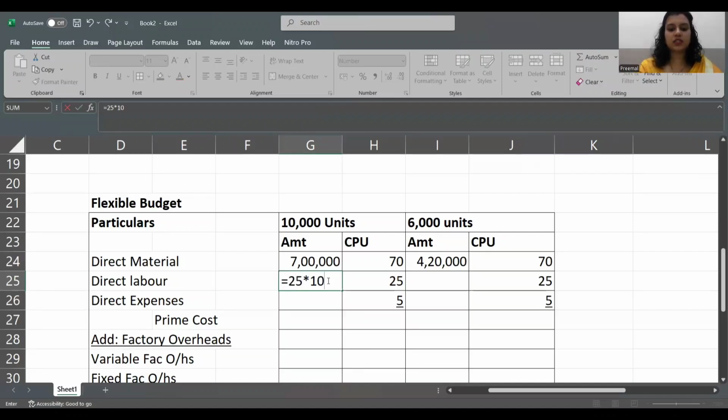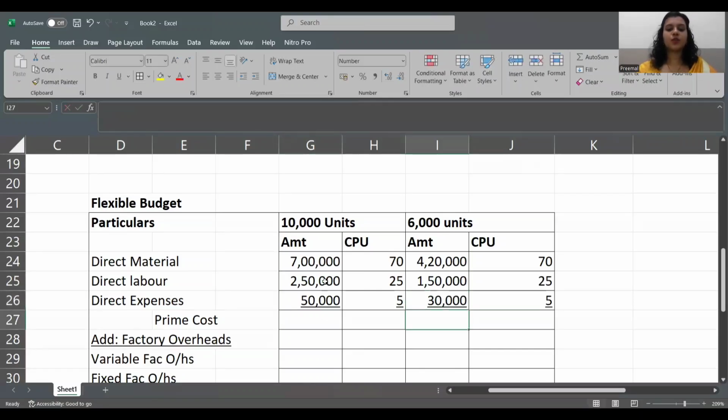I do the same thing for direct labor and direct expense as well. I take the cost per unit and multiply into the units of production. I do this for both columns. So with this, I'm able to find out my prime cost. The total of my direct expenses will give me prime cost. The first overhead after prime cost will be factory overheads.